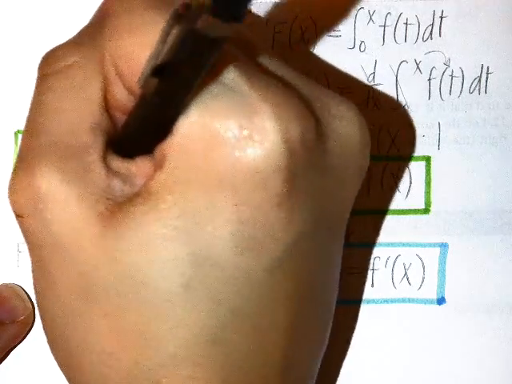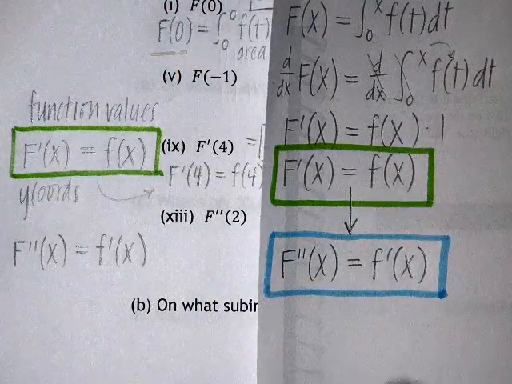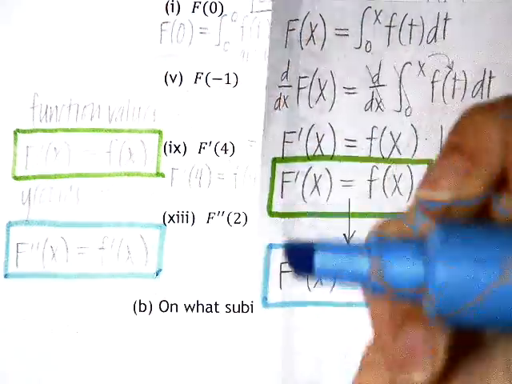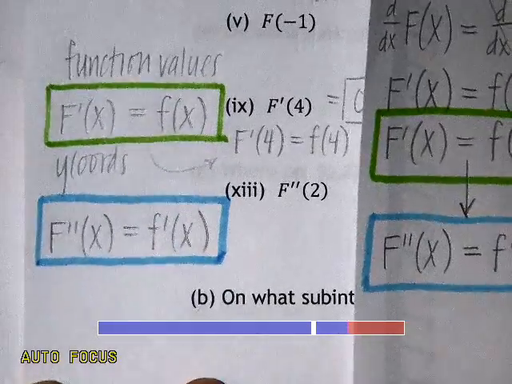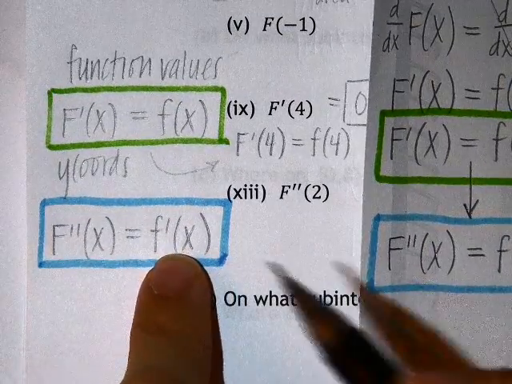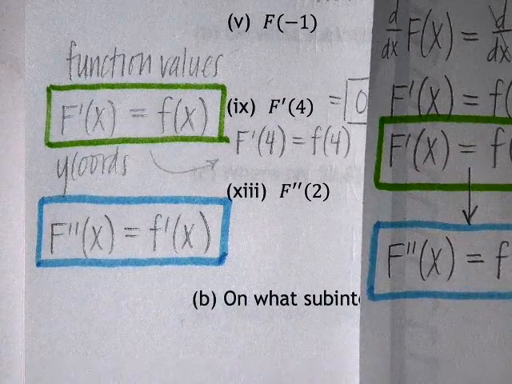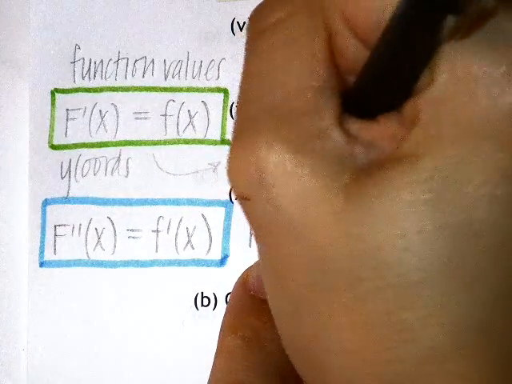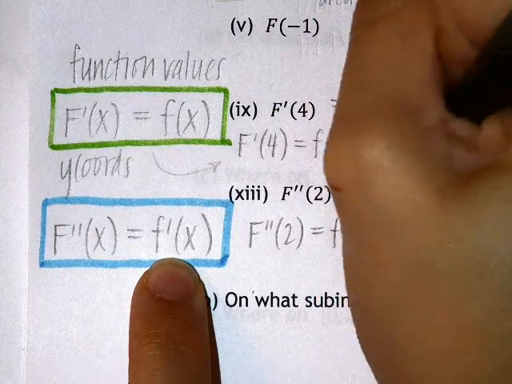It's asking about big F double prime, but we're going to use little f single prime to actually do the heavy lifting for us. So I'm going to, again, just draw a little box around this so you can see where I'm going with this. But hopefully you've already started to think for a moment. How could little f prime help us? So when we do question part 13, big F double prime of 2, let's instead think of that as little f single prime of 2.